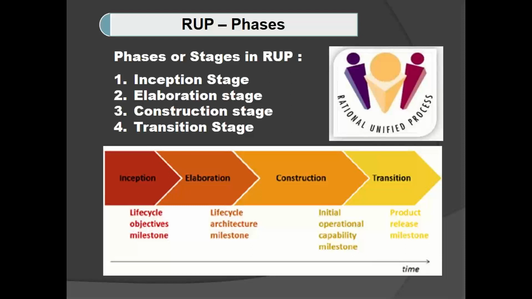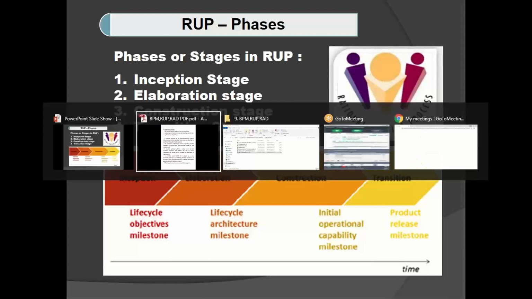Okay, so the final one is the transition stage. Here all the fine tunings will be done. Fine tunings means if you want to make any changes based on user feedback or installation, we are going to make all those changes. If you think that whatever we specified in the inception stage objectives is all satisfied, then we will say the SDLC life cycle has been completed. Okay, so this is RUP. Just go through the notes once, and after that I will explain about RAD.